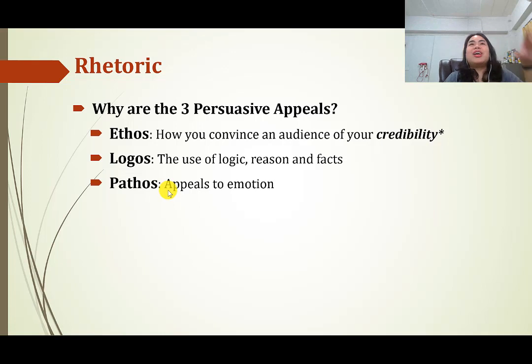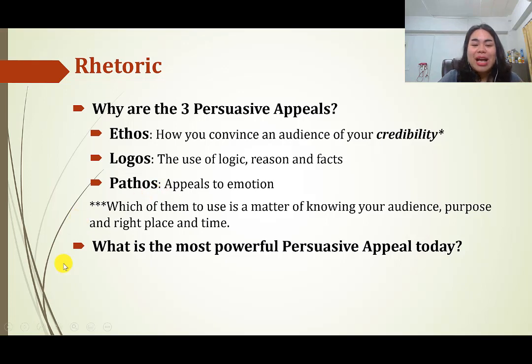So you've got sad scenes, sad stories, almost like a drama, and then you've got a resolution in the end. People are happy again because their loved ones are saved. Buy the insurance. See? Now, which of them to use is a matter of knowing your audience.